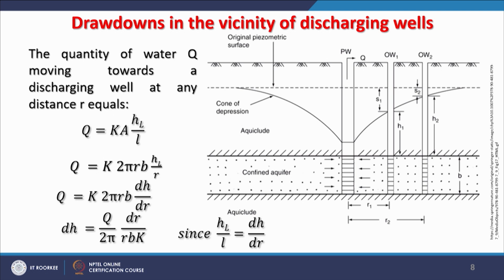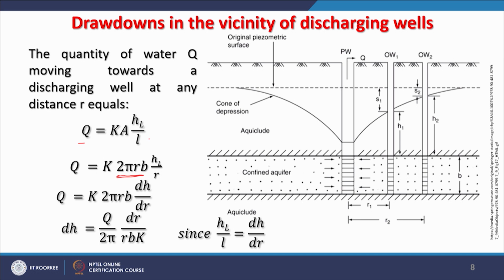So, now the Q which is moving towards the discharging well at a distance of r can be written by Darcy law as Q equal to K A dh/dL, where K is the hydraulic conductivity, A is of course the cross-sectional area, and dh/dL is the difference between the levels. We can further write A as 2 pi r B, because of the cylinder which we have considered and the cross-sectional area of the cylinder.